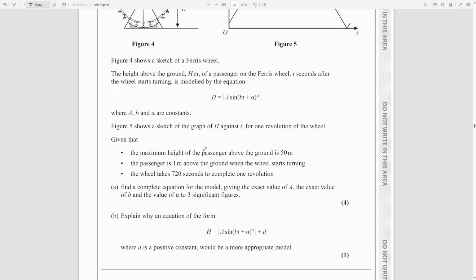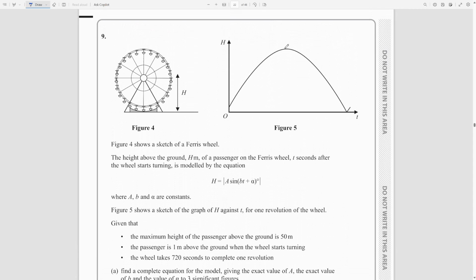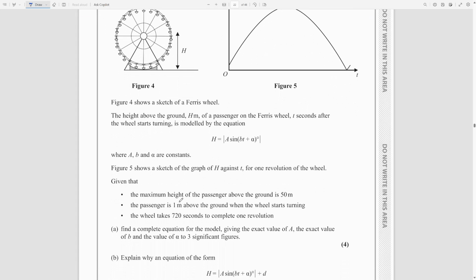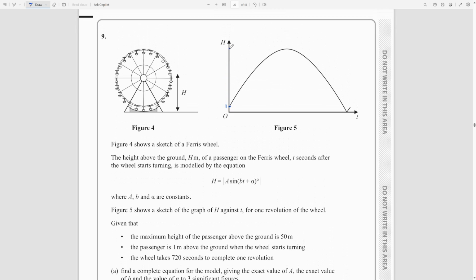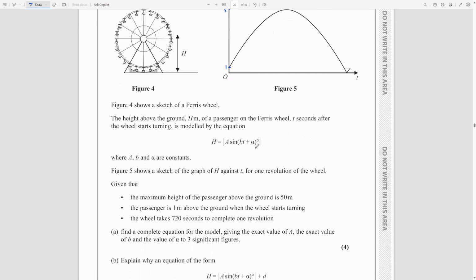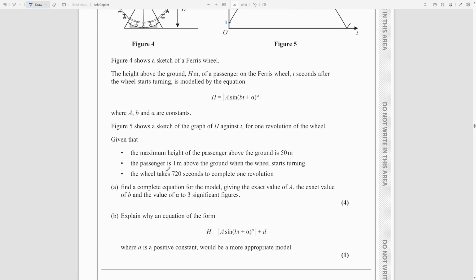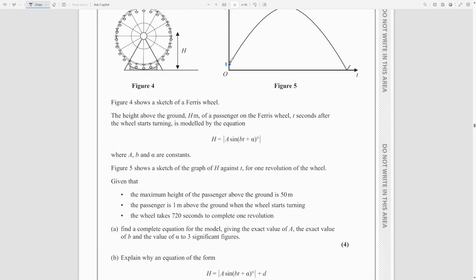Given that the maximum height of the passenger above the ground is 50 meters, so this bit up here is 50, the passenger is 1 meter above the ground when the wheel starts turning, so this point here is 1, and I'll maybe just mark that on here. This point up here is 50. The wheel takes 720 seconds to complete one revolution. So this here is 720. Find a complete equation for the model giving the exact value of A, the exact value of B, and the value of alpha to 3 significant figures.